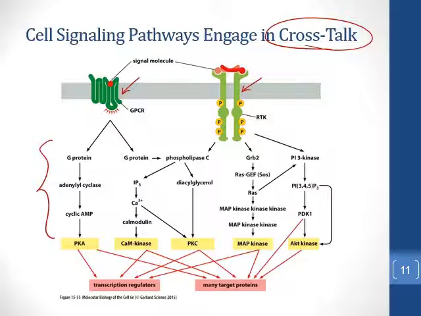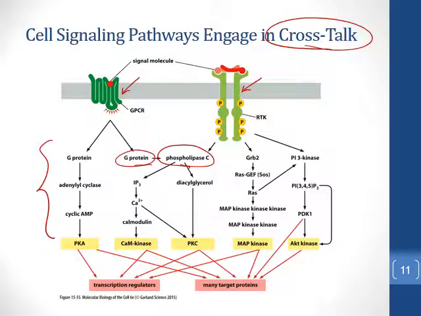Now, crosstalk refers to the fact that these pathways talk to each other. That's kind of what it means. Okay. So, for example, this phospholipase C right here can be activated by a receptor tyrosine kinase. It can also be activated by a G protein here.